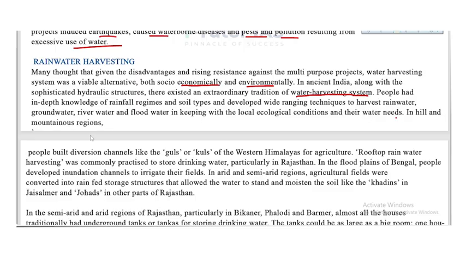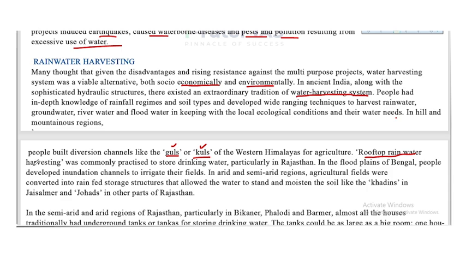In hills and mountain regions, people built diversion channels like the guls or the kuls of the western Himalayas for agriculture. So in the hill region of the western Himalayas, people built diversion channels like guls or kuls.